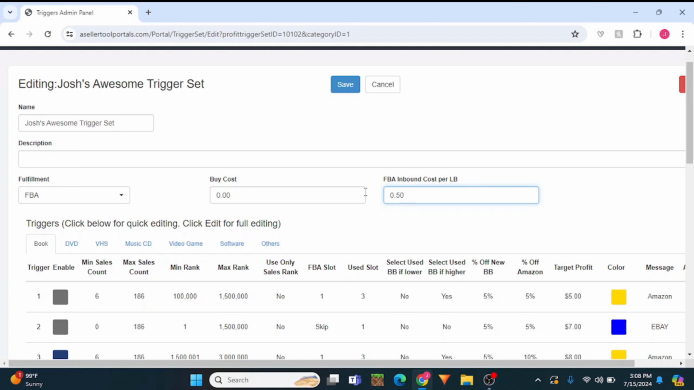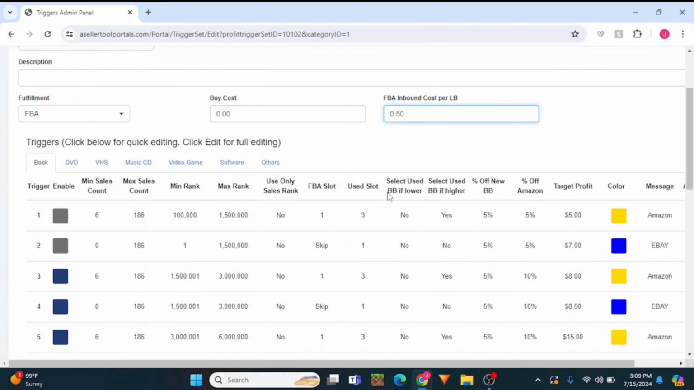I've had it at 50 cents quite a while, but it's really not that big of a deal in all honesty. Like, books, we're talking 1 to 2 pounds. If I change this to 50 cents or to $1, like, that's really not changing things too terribly much for most books. So these are my triggers I use for books.